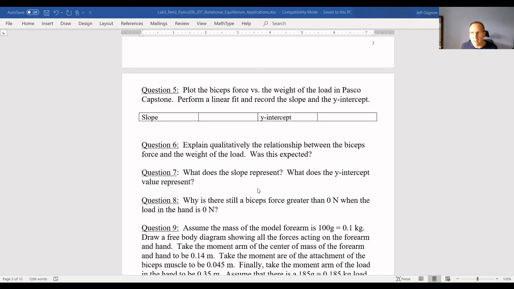And then what does the y-intercept represent? Well, it's going to be the moment arm of the forearm and hand to the moment arm of the muscle times the weight of the forearm and hand. Right? And we derived that earlier. So you just want to explain that.